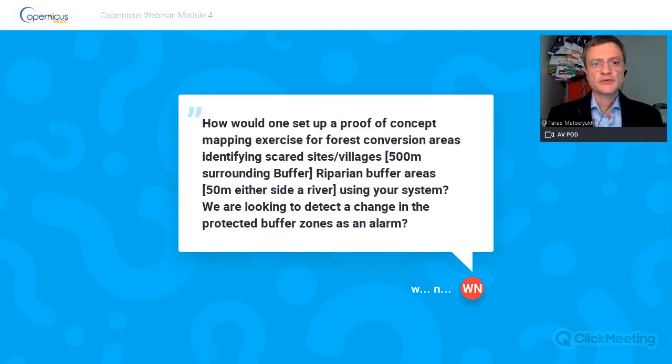The next question was how one would set up a proof of concept mapping exercise for forward conversion areas identified as scared sites. Well, you just contact us and we will be happy to talk to you about this. As a matter of fact, we are currently working on similar land classification tasks in agriculture. So doing the proof of concept would be rather interesting for us. Please contact us either through the forum or through the emails provided in the presentation.